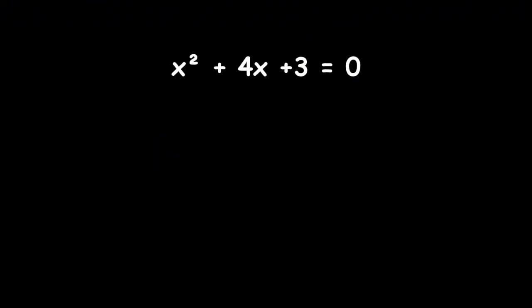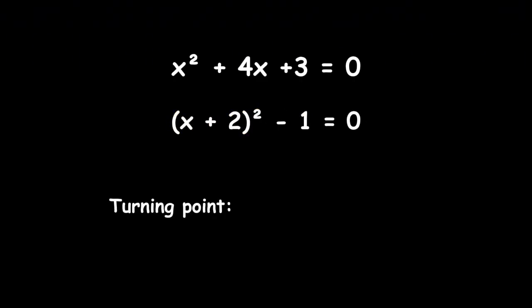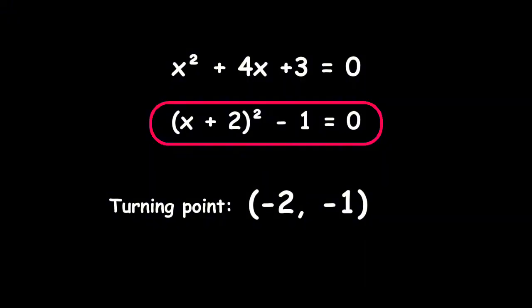Take this equation. First, we divide b by 2, thus 4 over 2 gives us 2, and then we simply write x over here, the sign over here, and 2 over there, and square the entire thing. Then we subtract this squared from the entire thing, and we add back the c value, that is 3, and then we simplify. Thus we get (x plus 2) whole squared minus 1, and we just learned how to find the turning point from here, that is minus 2, minus 1.